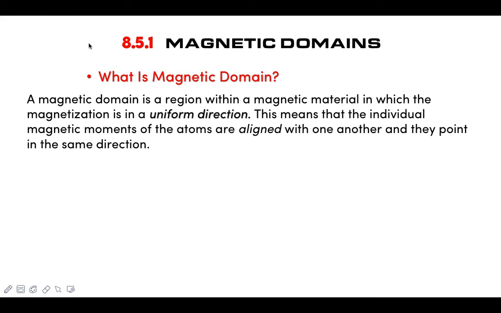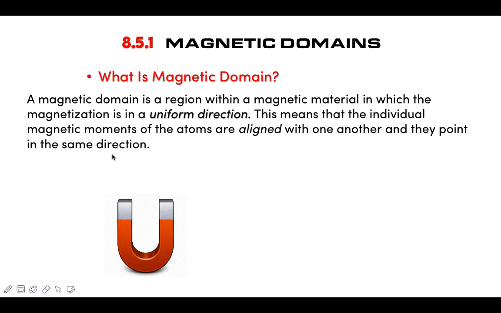What is a magnetic domain? A magnetic domain is a region within a magnetic material in which the magnetization is in a uniform direction. By uniform direction, I mean a singular direction. This means that the individual magnetic moments of the atoms are aligned with one another and they point in the same direction. Okay, we barely understand this.